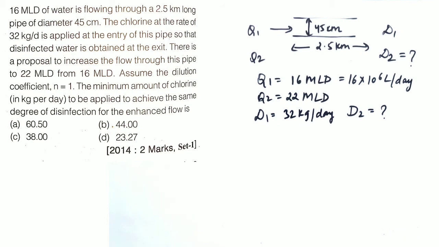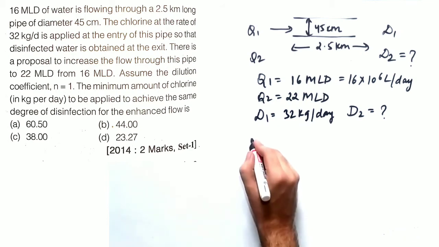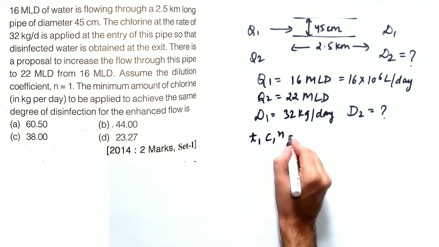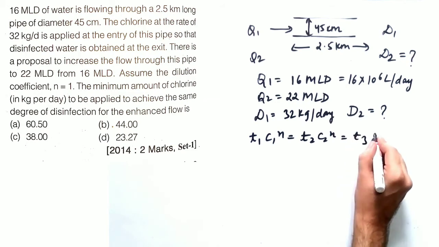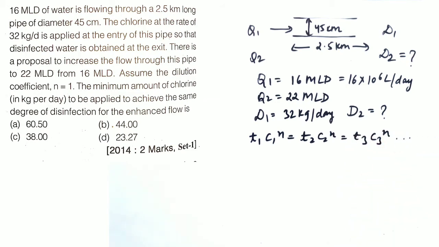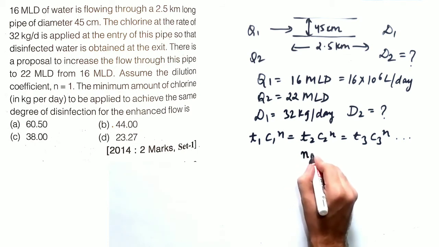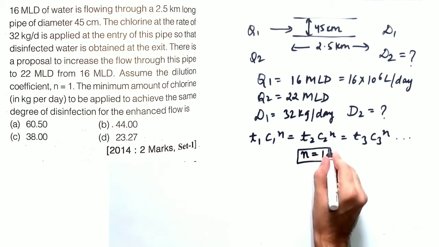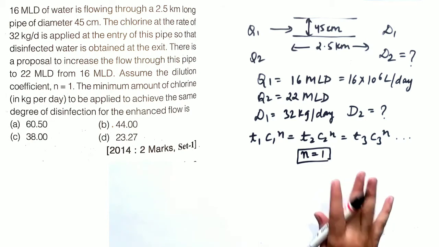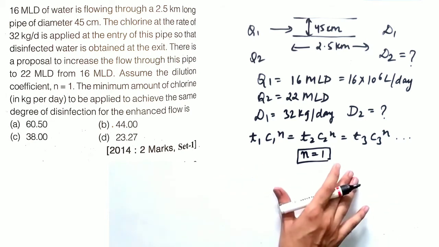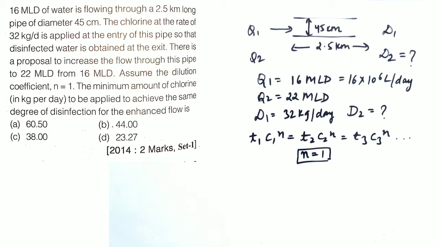So there is one very good relation called T1 C1 to the power n equals T2 C2 to the power n equals T3 C3 to the power n and so on. Here n is 1 as given in the question. n is sometimes called the dilution ratio, but it is generally called the dilution coefficient. This dilution coefficient is given as 1 in this particular case. Now using this relation you have to determine the value of this dosage D2.